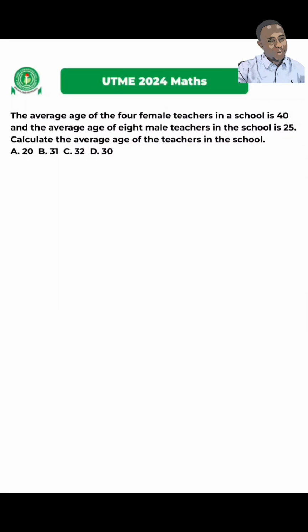Question 30. The average age of the 4 female teachers in the school is 40, and the average age of 8 male teachers in the school is 25. Calculate the average age of the teachers in the school.